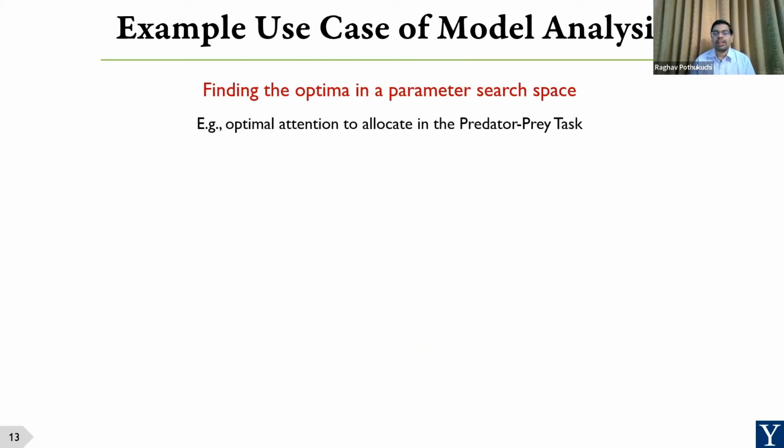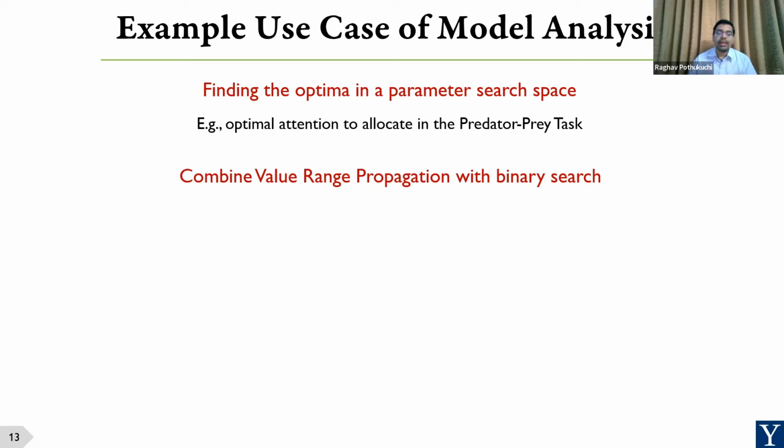Consider the case of finding the optima in a parameter search space. This could be, for example, finding the optimal attention allocation in the predator-prey task. In the conventional approach, the model has to be evaluated at all points in the search space to find the optimal parameters. In contrast, Distill combines value range propagation with binary search to find the best parameters.